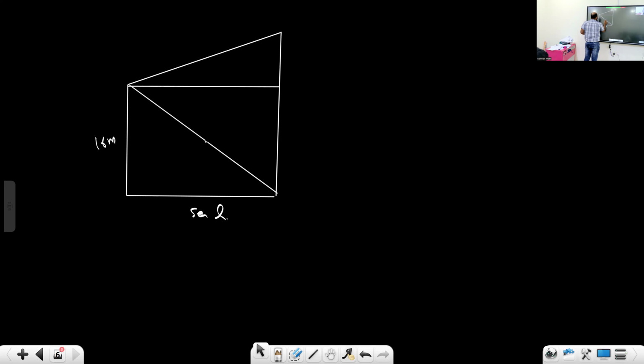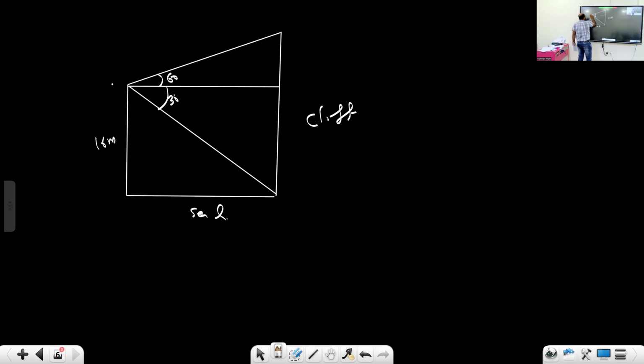Angle of depression is given: 30, this is 60, this is 30, always measured from the horizontal line. The root value is given. They are asking to calculate the distance of the cliff from the ship and the height of the cliff. Height they are asking, and distance also they are asking.